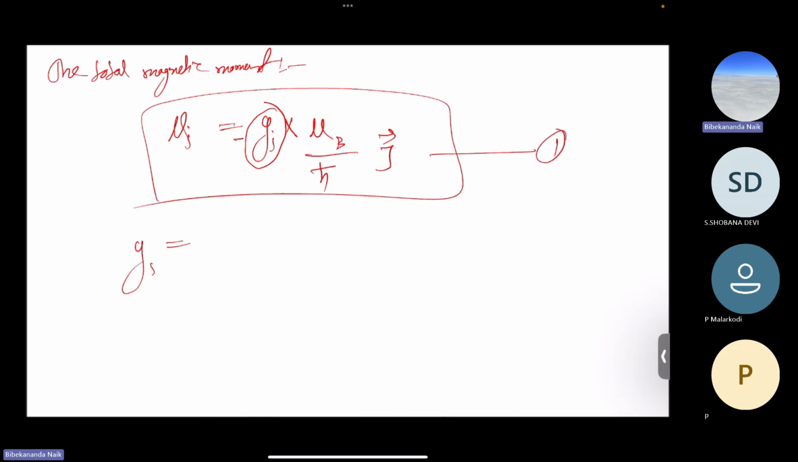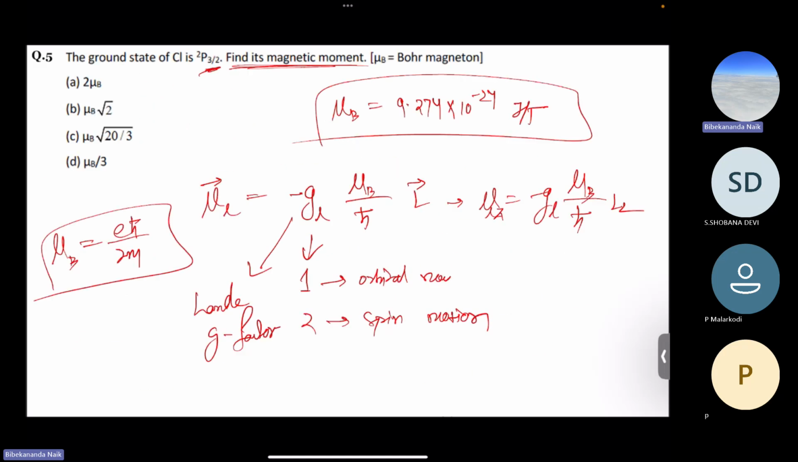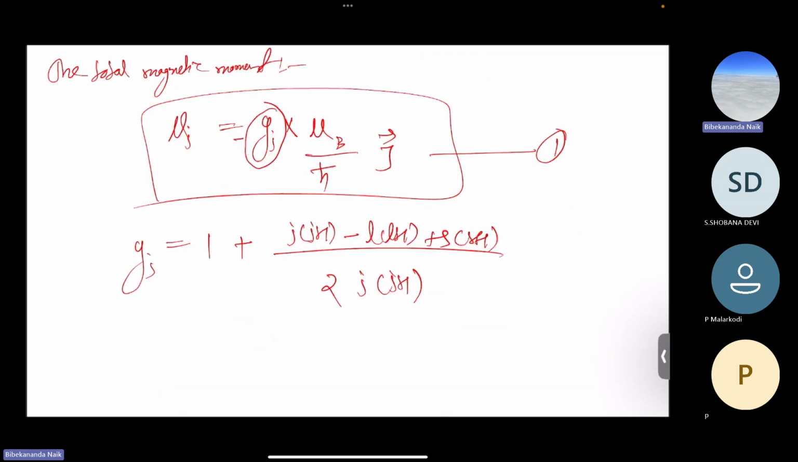So what is the value of g_J? g_J is the Landé factor. If you remember, in the previous week's lecture we had solved the value of the Landé factor for a particular level. So it is 1 plus j into j plus 1 minus l into l plus 1 plus s into s plus 1, divided by 2 j into j plus 1. The level we are calculating is 2p3/2.